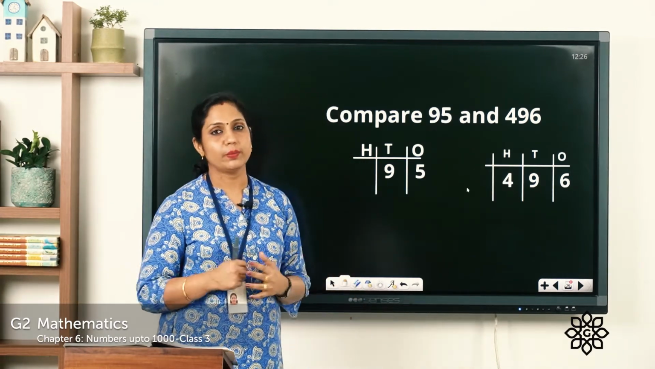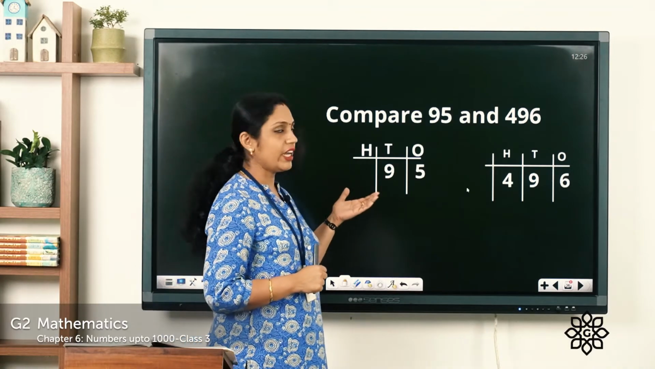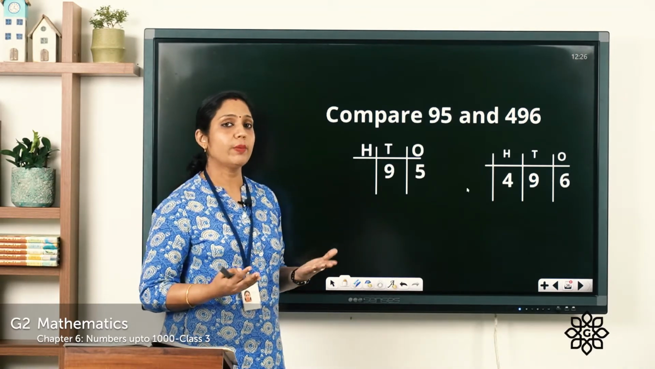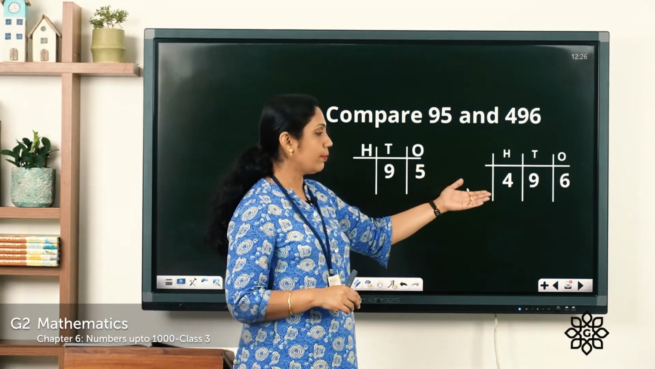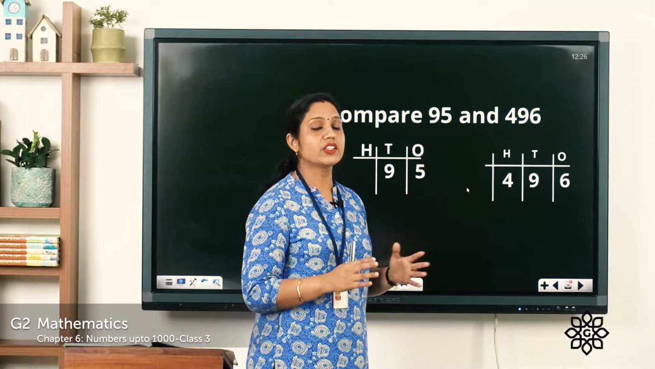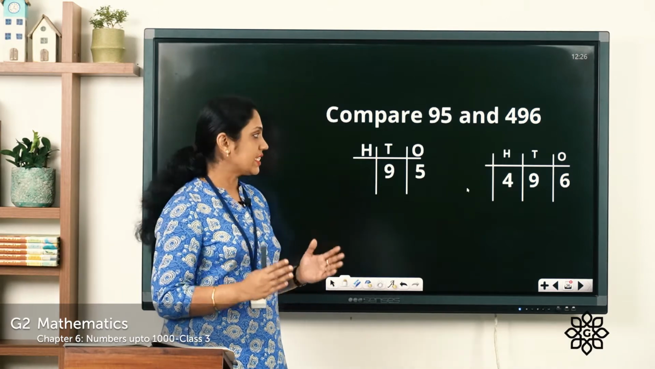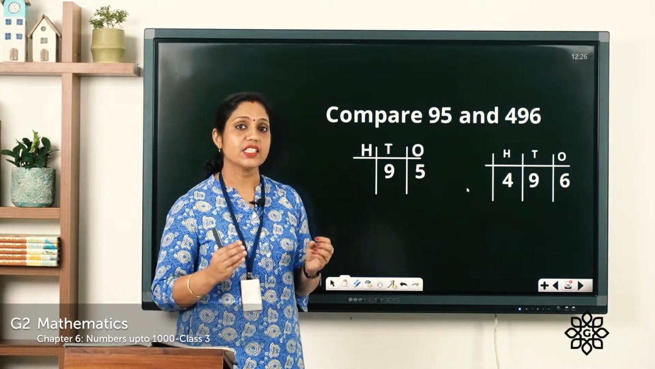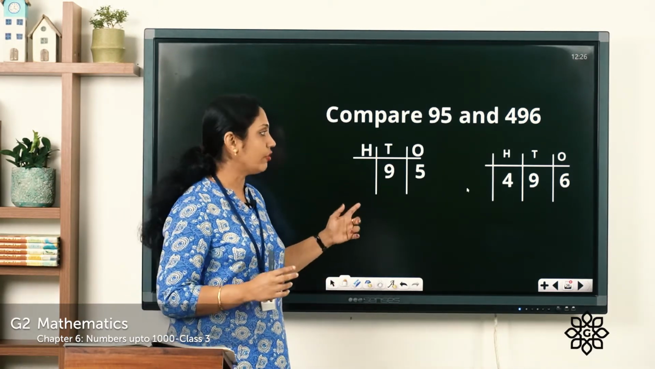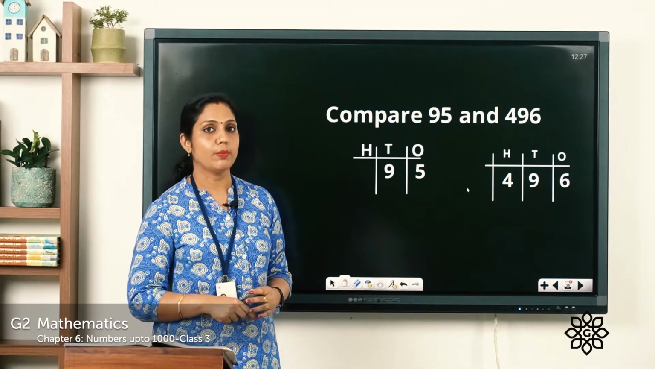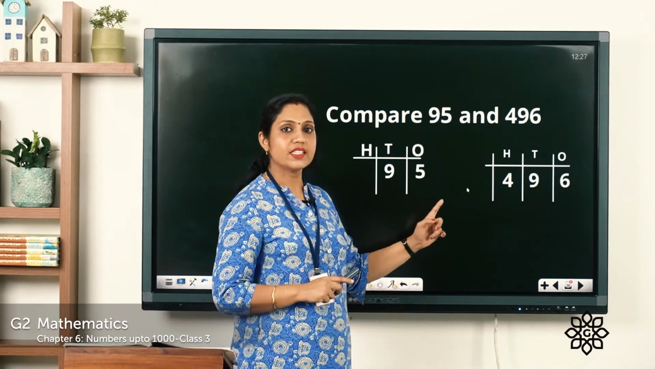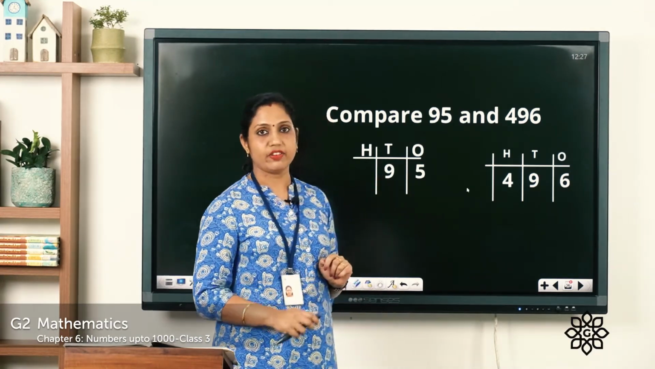So which number will be greater? Here in the number 95, there is no number in the hundreds position because it's a 2-digit number. And 496 is a 3-digit number. So we can say that 496 is greater than 95. A 3-digit number will be greater than a 2-digit number. So here 496 is greater than 95.